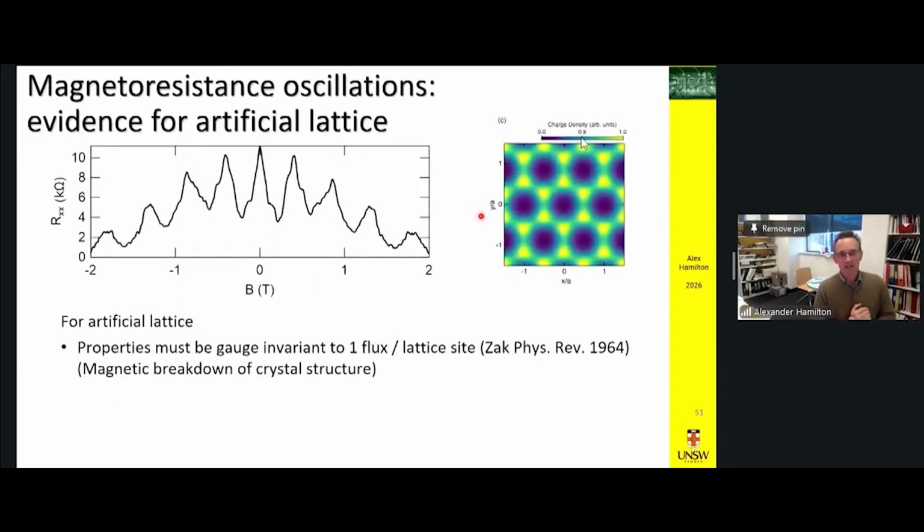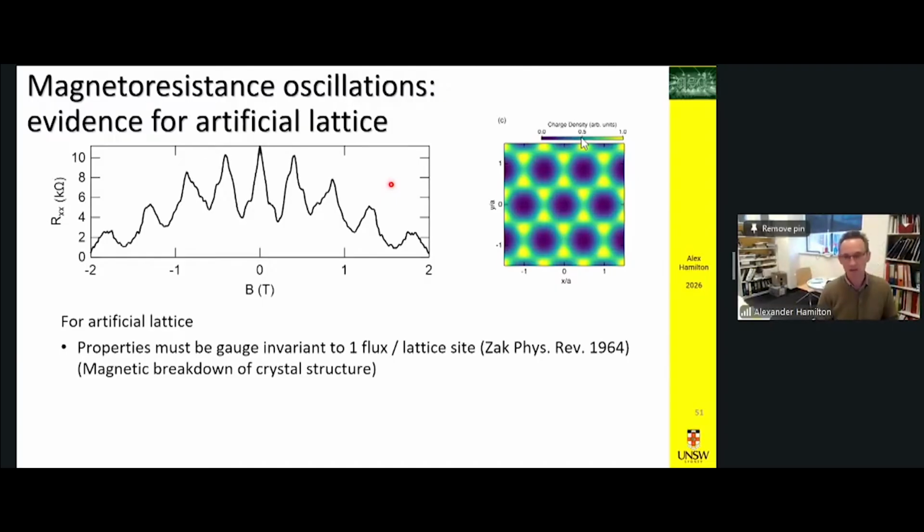Is there any other evidence that we've got a strong lattice? Well, if electrons are living in this artificial lattice, then if I thread one flux quantum per lattice cell, gauge invariance says that everything must be the same as if I had no magnetic field at all. So every time I thread one flux quantum through the lattice, the properties should return to what they were before I applied the magnetic field. So you should end up with periodic oscillations either in the resistance or in the Hall voltage as a function of the number of flux quanta per unit cell.